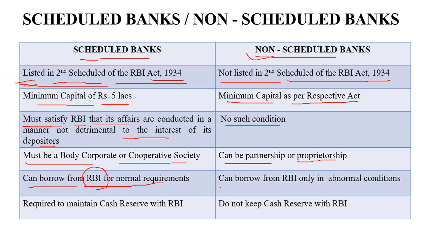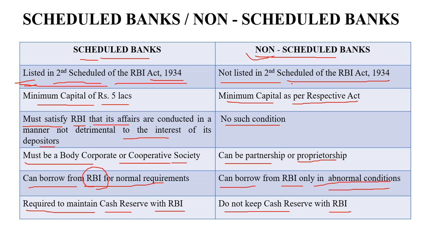Non-scheduled banks can borrow money from RBI only in abnormal conditions, meaning only in an emergency. Whereas scheduled banks can borrow money for normal requirements. Scheduled banks are required to maintain a cash reserve with RBI. Non-scheduled banks do not keep any cash reserve with RBI. So this is the difference between scheduled banks and non-scheduled banks.